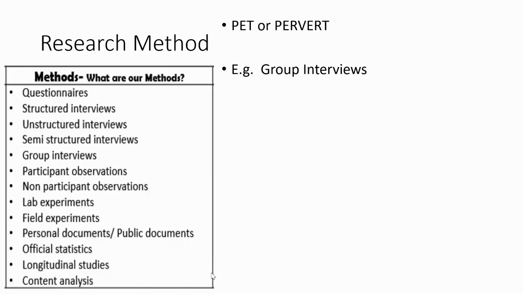In terms of the research methods, I think this is the thing that most people will do well at, because it's a thing that we're taught in a bit more detail. Use PET or PERVERT. So PET is practical, ethical, theoretical. PERVERT: practical, ethical, reliability, validity, example, representativity, and theory. The representativity, the theory, the validity, and the reliability are just basically the T of PET all together.